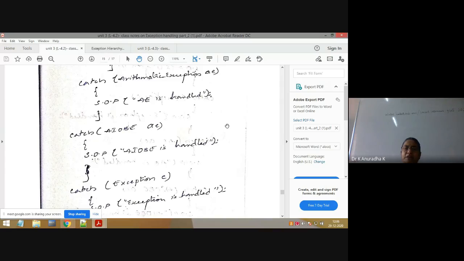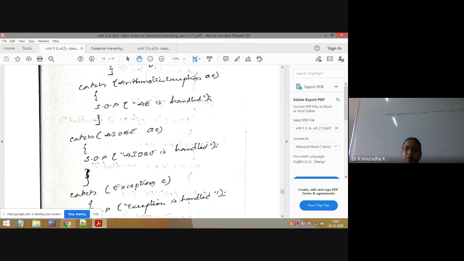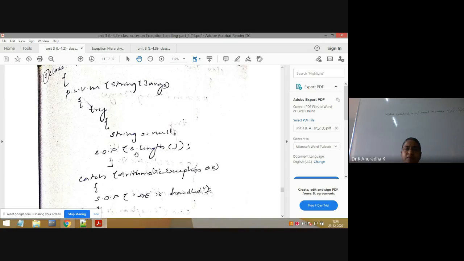But under exception, all the predefined exception classes are subclasses of the Exception class. That's why Exception is the superclass for all the predefined exception classes. So if you take Exception, it is the superclass of which exception? Null pointer exception. Here directly it is not a superclass.